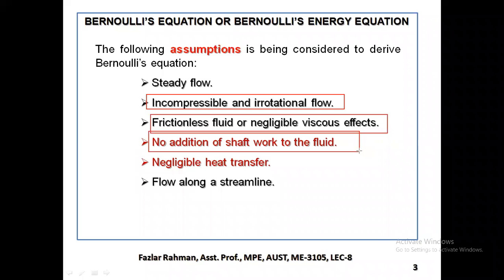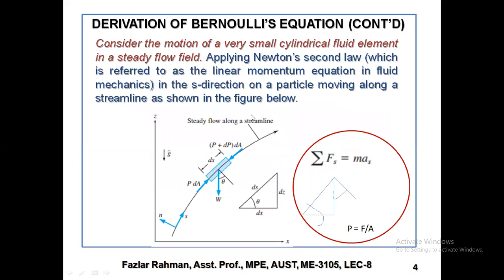Other thing, negligible heat transfer. We are thinking there is no heat transfer from the fluid. For example, you are in a room by a kitchen, and on the other side somebody is cooking all day, so heat is transferring from the kitchen to your room. Or your office room might be by a boiler, so some heat comes from the boiler room. So we are thinking no heat transfer, no shaft work in the fluid, and flow along a streamline. That means the fluid particle is flowing in a streamline. Those are the assumptions to derive the Bernoulli's equation.